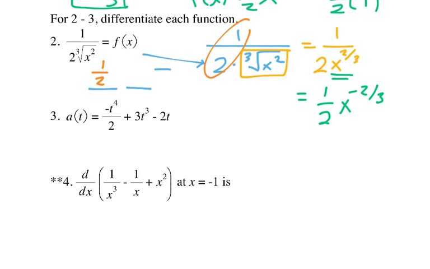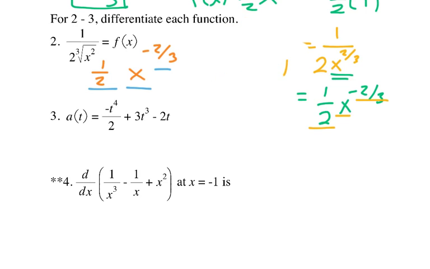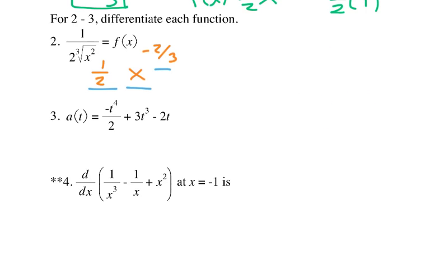So now we've got this in the form coefficient, base, power. I'm going to write that over here. 1/2 x to the negative 2/3. And that's what you're going to want to do anytime you're using the power rule, is get it into that form, because it's going to make it way easier to take the derivative.